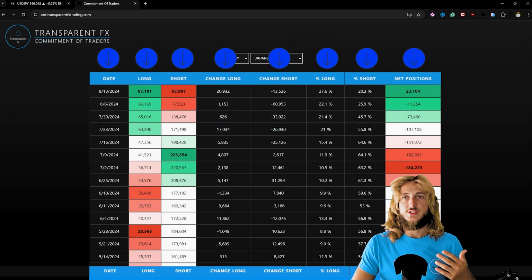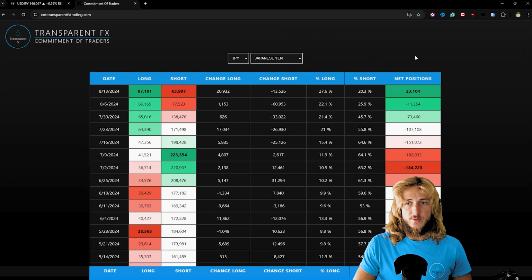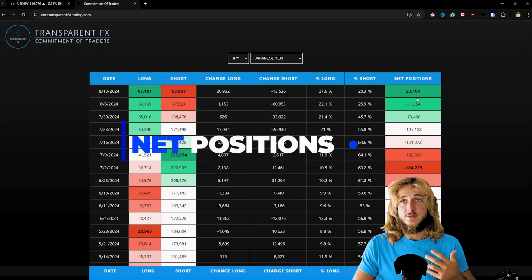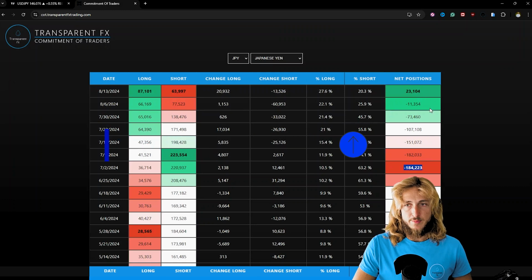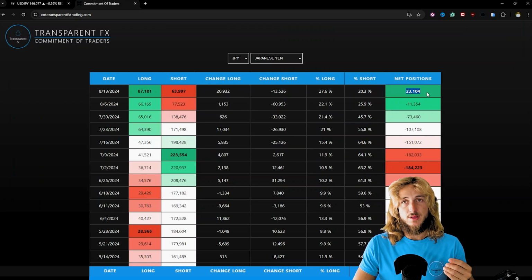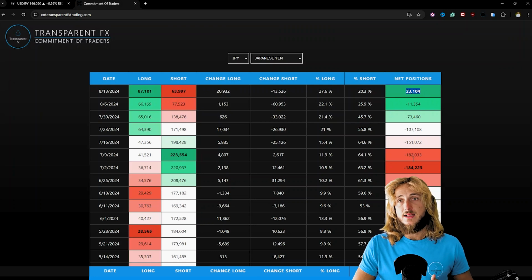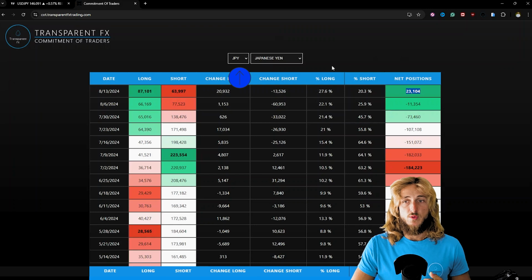So what are hedge funds and the big players in the market doing? If we check the data for the JPY, what we can see is that with the last reports, net positions have been massively increased. We went from having minus 184K net positions all the way up to now having plus 23.1K net positions. Now, this is a clear increase of the net positioning, making the JPY stronger.